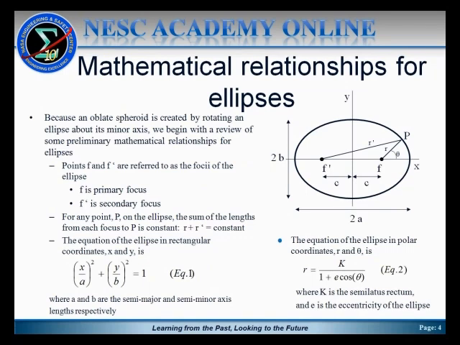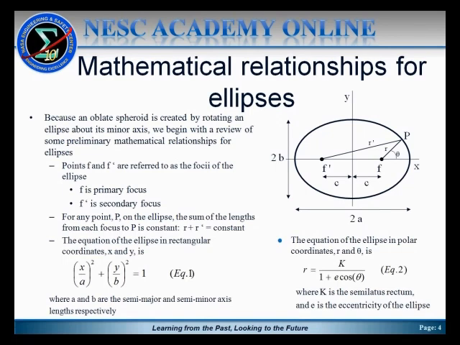Now we'll cover mathematical relationships for ellipses. The reason we do this is because an oblate spheroid, as described in the previous slide, is nothing more than rotating an ellipse about its minor axis. We begin with a review of some preliminary mathematical relationships for ellipses. The diagram at the right shows a depiction of an ellipse and a coordinate frame designated by the axes x and y, where x is horizontal and y is vertical in the figure. The two points indicated by the black dots inside of the ellipse are referred to as the foci of the ellipse. F is the primary focus, and F prime is called the secondary focus.